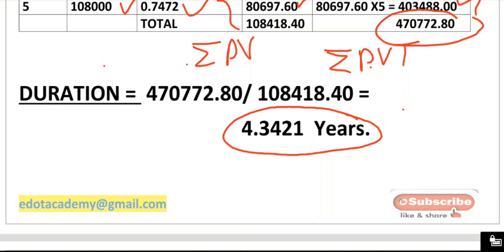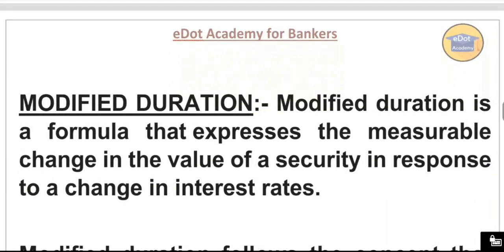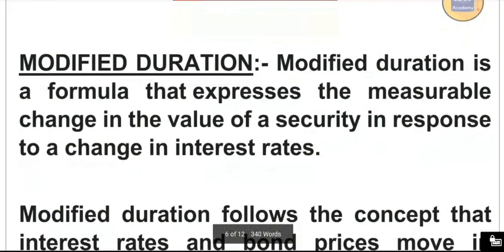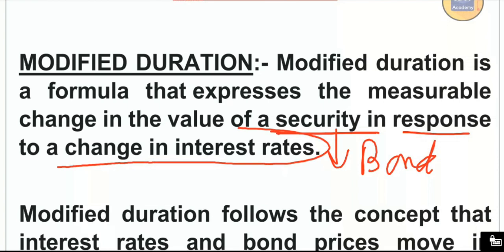Next, moving ahead, one more very important point is coming here. Modified duration. Modified duration is nothing but a formula that expresses the measurable change in value of a security. Here, security is nothing but a bond, in response to a change in interest rate. That means per unit interest rate, how much the value of the bond is changing.